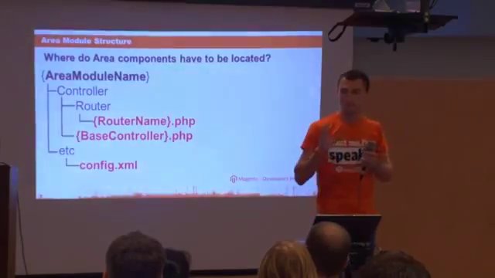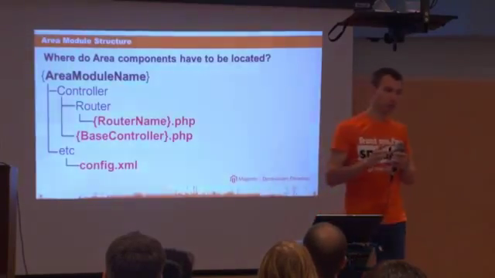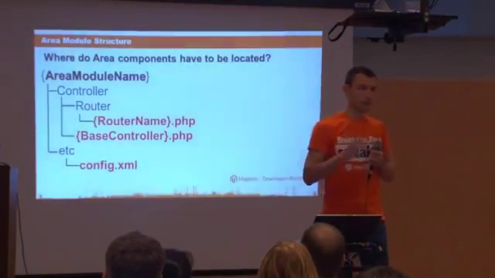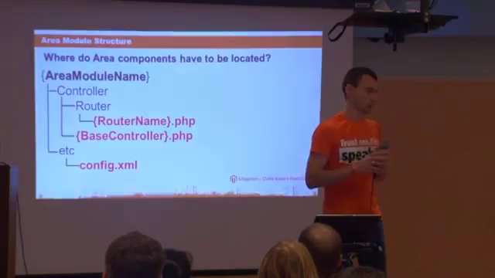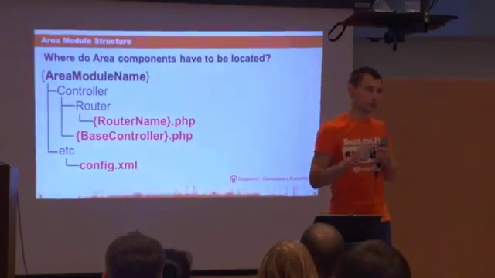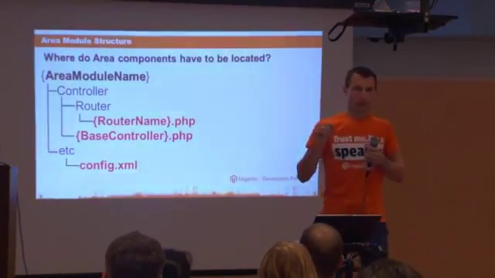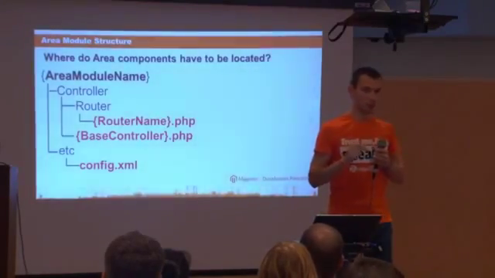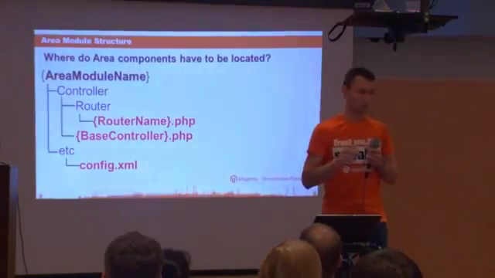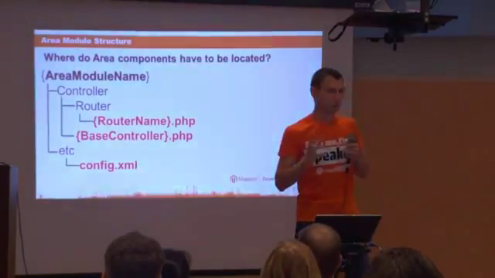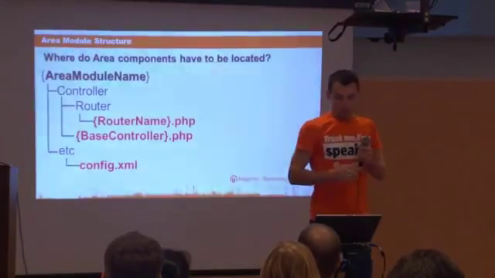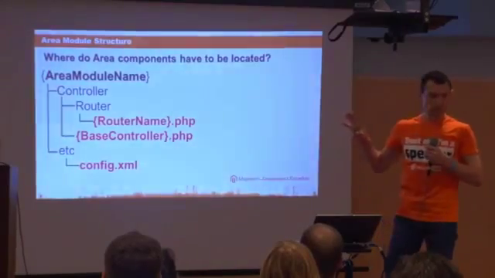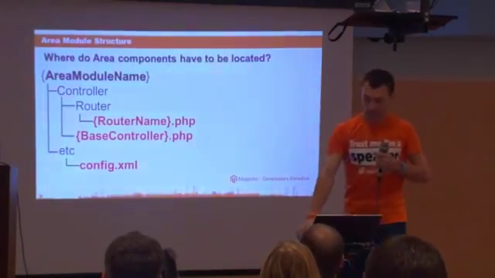Okay, all Magenta logic and functionality currently are located in different modules. A Magenta area is also a part of Magenta functionality. That's why in Magenta 2 we say area components have to be located in a special module, and this module in Magenta 2 is named area module. This is a new type of module in Magenta 2. On this slide we can see the minimal set of components of some area.